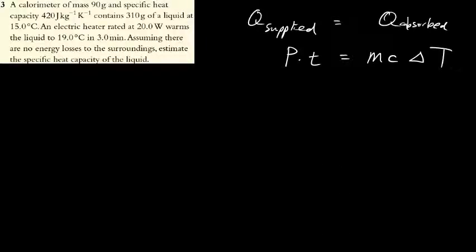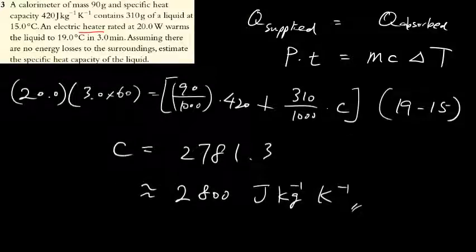For the next question, what you're going to do is again write that the energy supply equals the energy absorbed by the objects. Since the supply is set by the electric heater, it would be power times time, and the other part will be mc delta T.